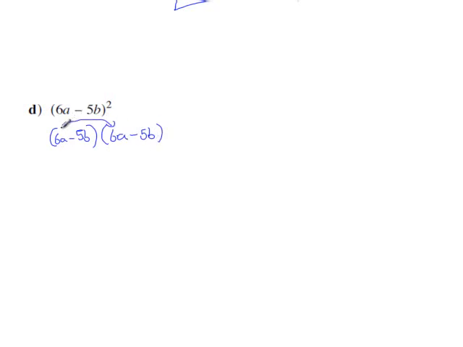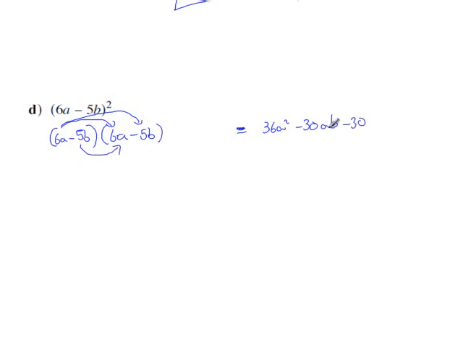6a needs to be multiplied by whatever's in the other bracket. So 6a times 6a is 36a squared. 6a times negative 5b. 6 times negative 5 is negative 30. A times b is ab, so negative 30ab. Negative 5b times positive 6a. Negative 5 times positive 6 is negative 30.